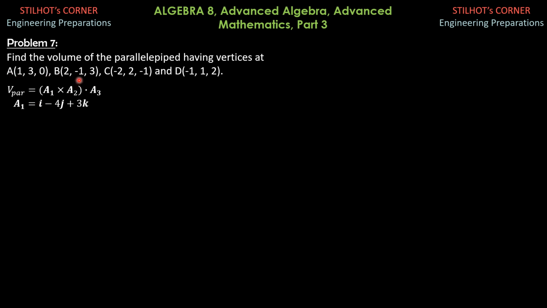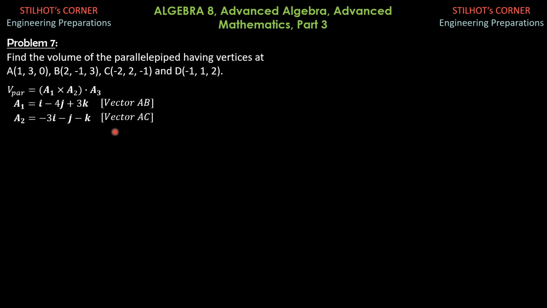So this represents volume. Defining A1 as AB: 2 minus 1, so i; negative 1 minus 3, negative 4j; 3 minus 0, so positive 3k. Vector A sub 2 is vector AC: negative 2 minus 1, negative 3i; then 2 minus 3, negative j; then negative 1 minus 0, negative k. So this is vector AC.